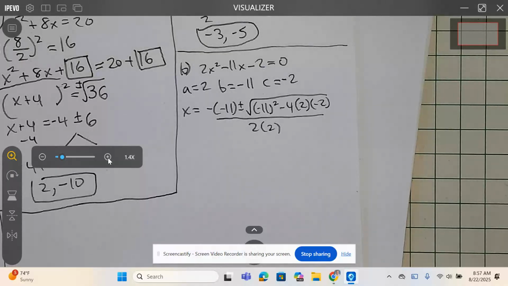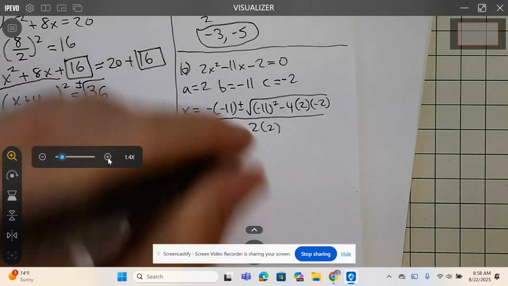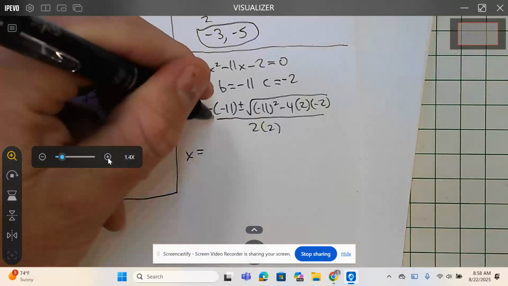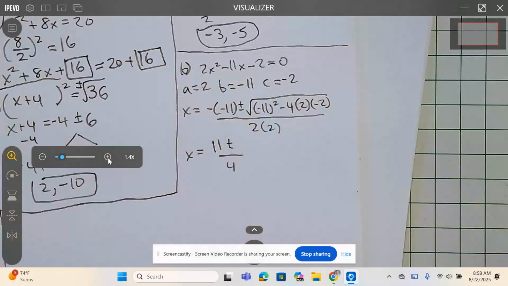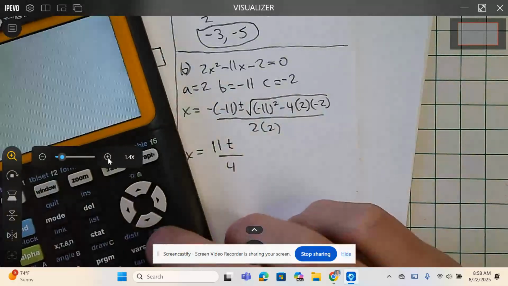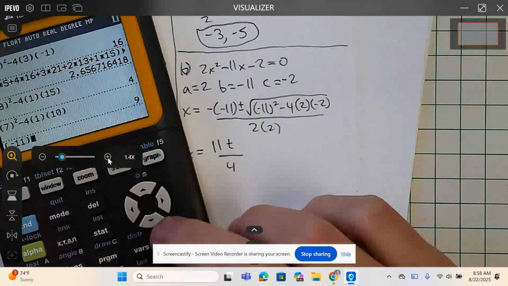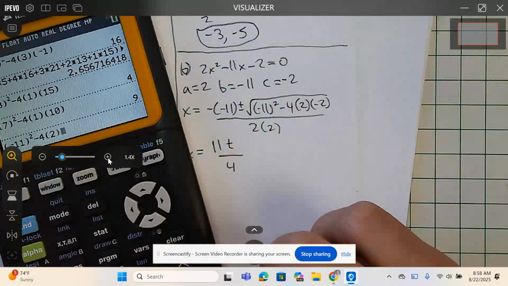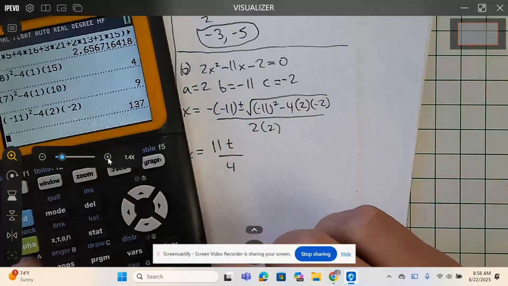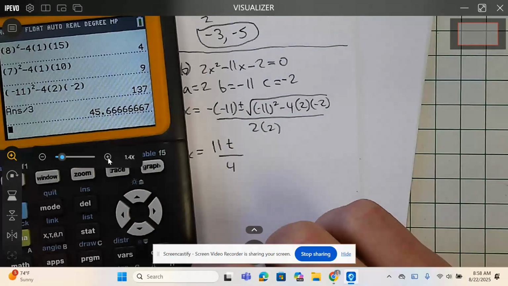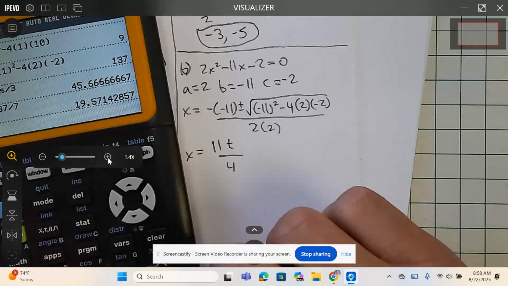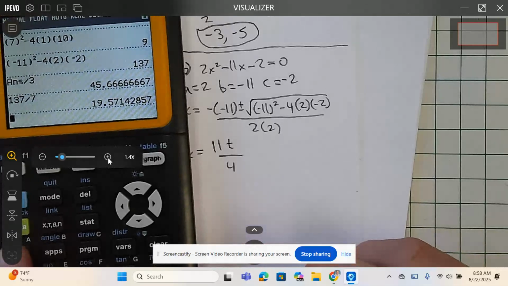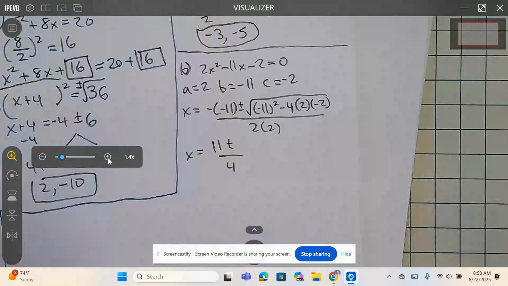So we're probably not going to have nice ones here because this is not going to be a perfect square on this one, I don't believe. Negative times negative 11 is 11. 2 times 2 is 4. And then I'm going to type this in here. Negative 11 squared minus 4 times 2 times negative 2. It's 137. I don't think there's any factors there. I think that's either prime or I can't break that down any. So I think 137, I'm stuck with that.